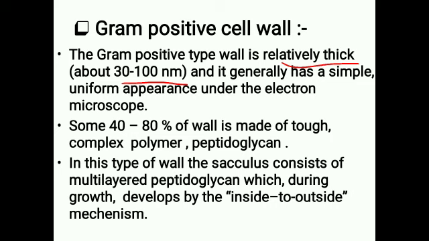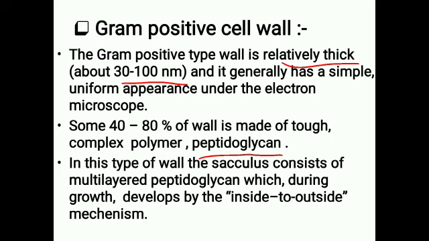Next, about 40 to 80% of the cell wall is made up of a tough polymer called peptidoglycan. So peptidoglycan is a substance included in the cell wall. About 40 to 80% peptidoglycan is present in the cell wall of gram positive bacteria. In this type of cell wall, the sacculus consists of multi-layered peptidoglycan. That means layers of peptidoglycan are present in the cell wall, which is mostly observed during growth.